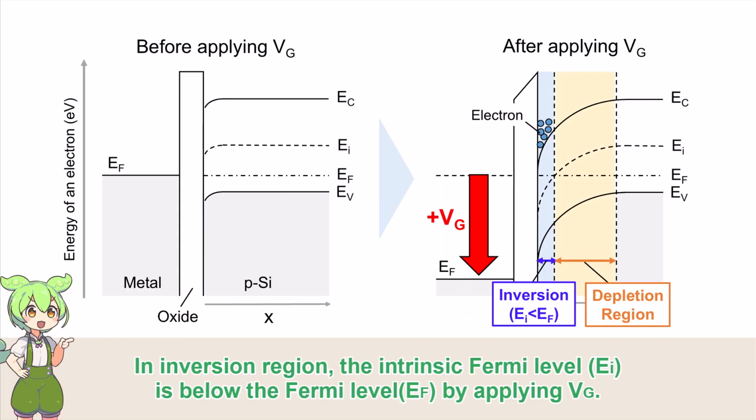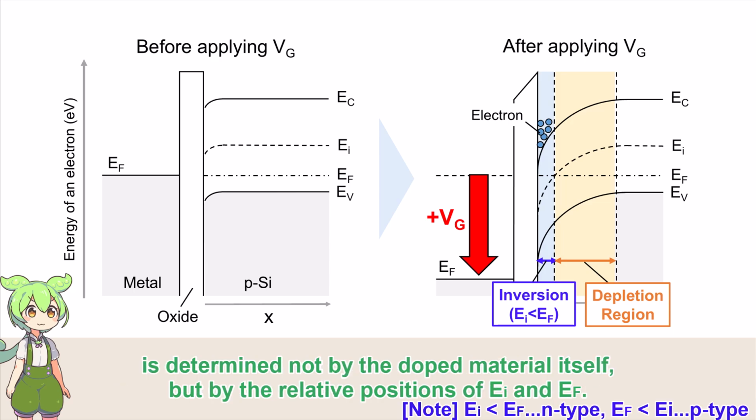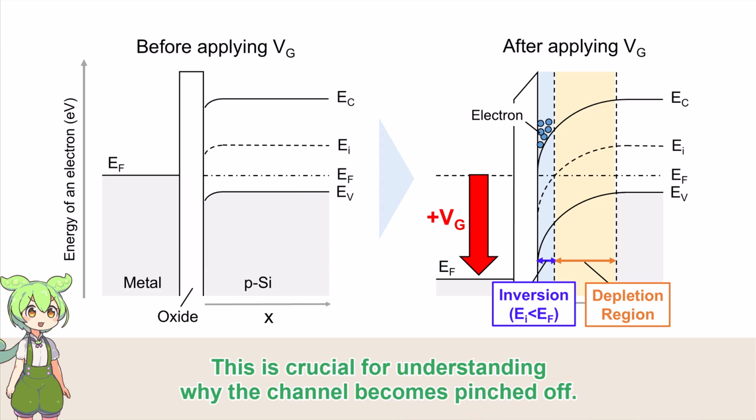In the inversion region, the intrinsic Fermi level Ei is below the Fermi level Ef by applying Vg. It is well known that whether a semiconductor behaves as N-type or P-type is determined not by the doped material itself, but by the relative positions of Ei and Ef. This is crucial for understanding why the channel becomes pinched off.